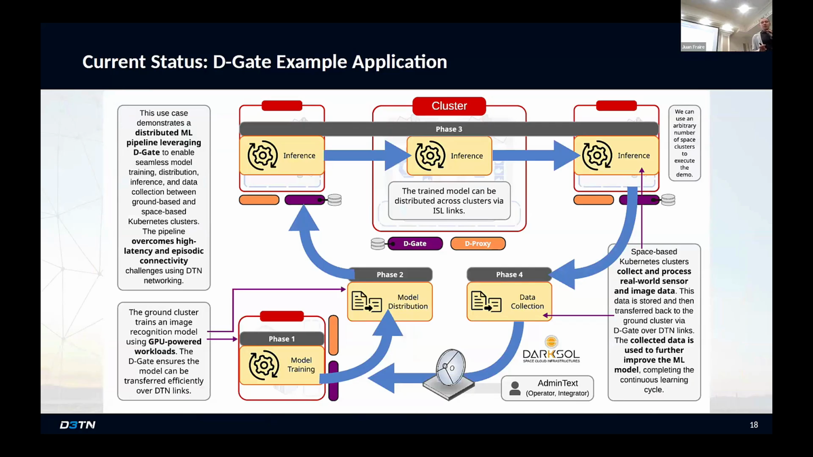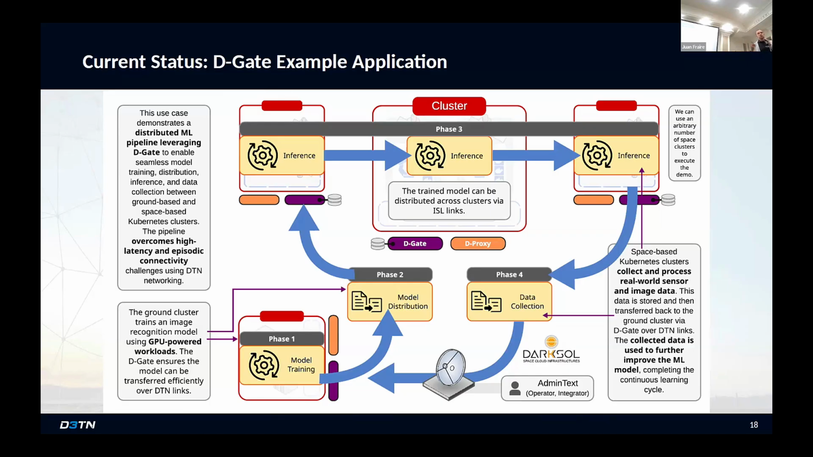Okay, if you have been waiting for the AI buzzword in this talk, now it comes. We have developed an example application to validate the V-Gate, and this is a very basic machine learning pipeline with 4 phases.